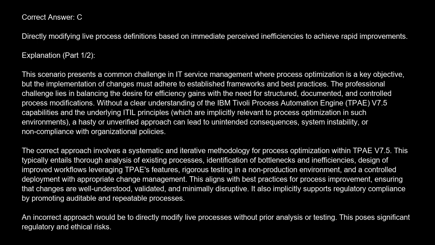The correct approach involves a systematic and iterative methodology for process optimization within TPV7.5. This typically entails thorough analysis of existing processes, identification of bottlenecks and inefficiencies, design of improved workflows leveraging TP features, rigorous testing in a non-production environment, and a controlled deployment with appropriate change management. This aligns with best practices for process improvement, ensuring that changes are well understood, validated, and minimally disruptive. It also implicitly supports regulatory compliance by promoting auditable and repeatable processes.